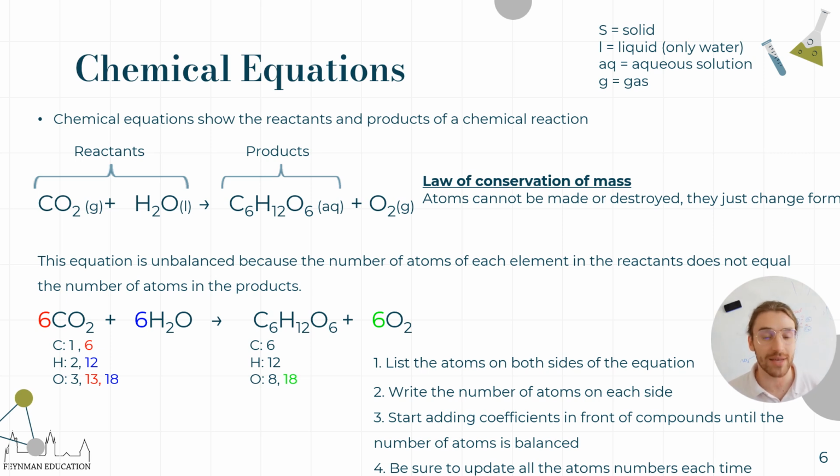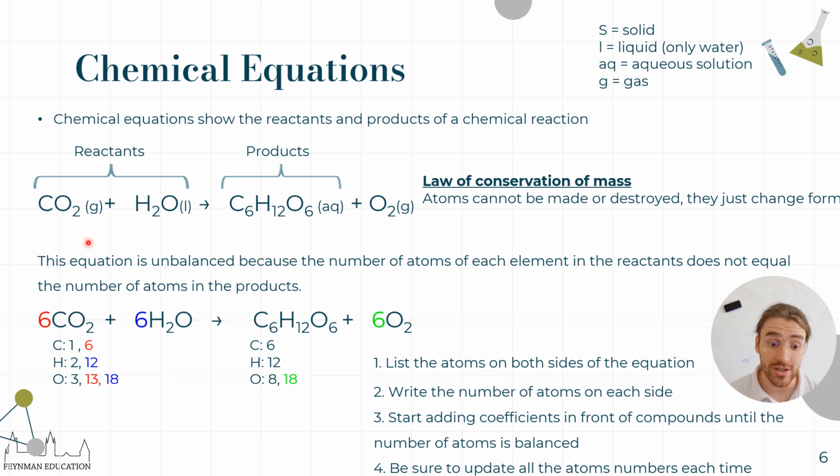Now, when we talk about chemical reactions, we're going to be looking at chemical equations. When it comes to chemical equations, we have reactants on the left, and they create products on the right. We also talk about the law of conservation of mass, or the law of conservation of matter. This basically means that matter cannot be made or destroyed. It only changes form. So whatever you start with, you have to have the same amount of that specific element in the product in the end, and vice versa.